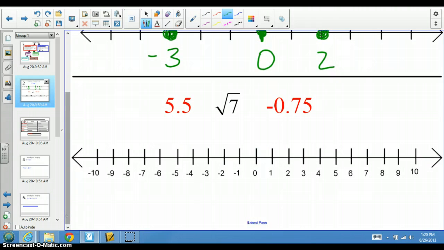5.5, radical 7, and -75 hundredths, or -0.75. Now, we will not be able to plot these exactly on the number line, because if you notice, your graph here is not split up into tenths, hundredths. Okay? It's not split up into those. So we just have to estimate where they are. 5.5 is right in between 5 and 6. Okay, somewhere right in there.